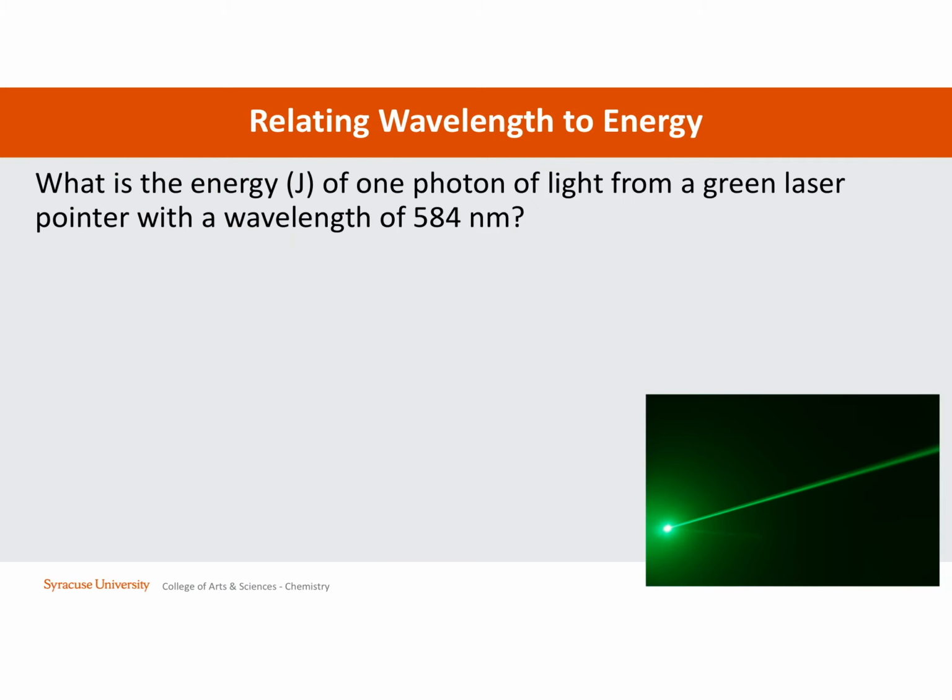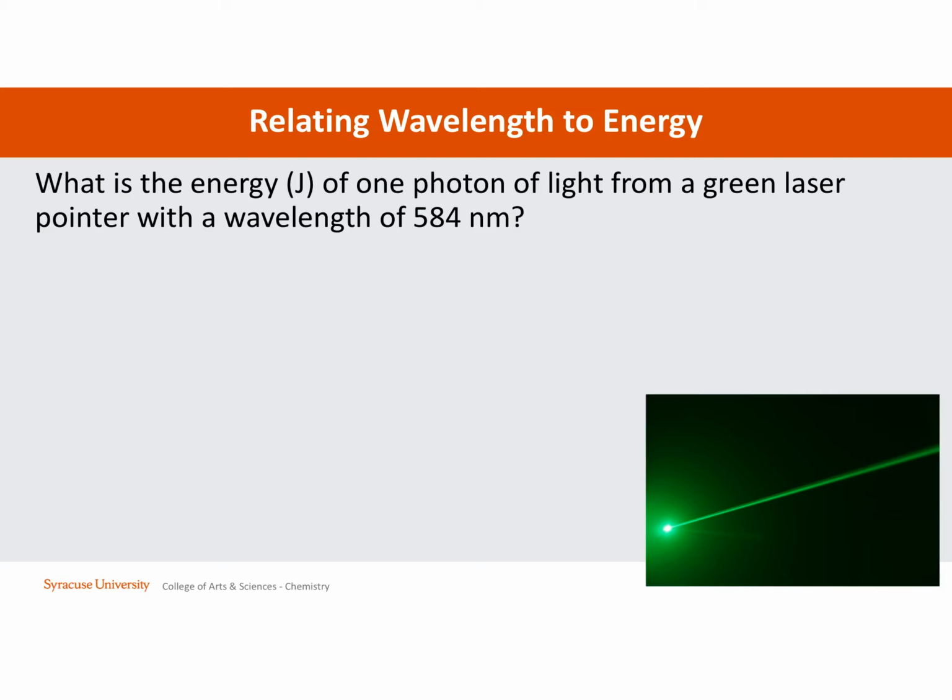So here are some questions for you to kind of review those main calculations. Some of this is similar to what we did last week, but these are the key equations that we should know before the exam. So what is the energy in joules of 1 photon of light emitted from a green laser pointer that has a wavelength of 584 nanometers?